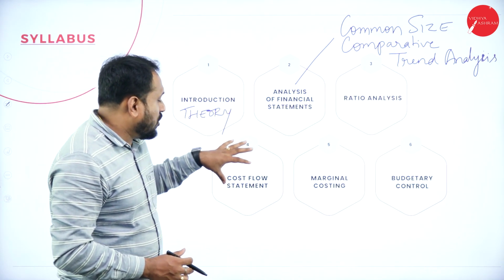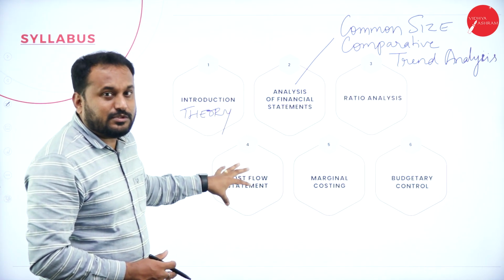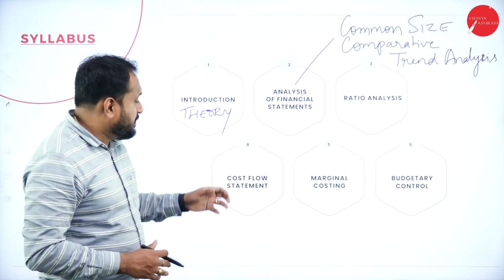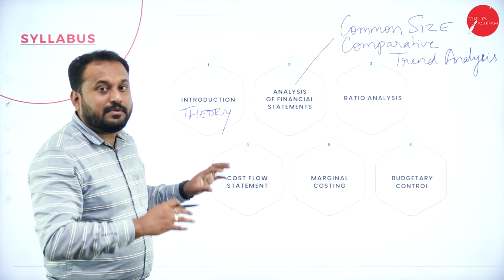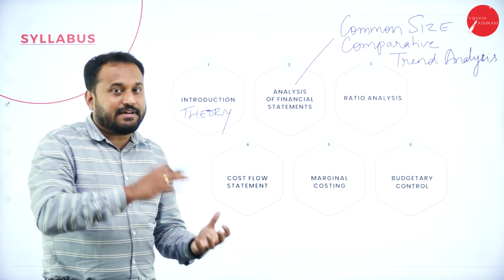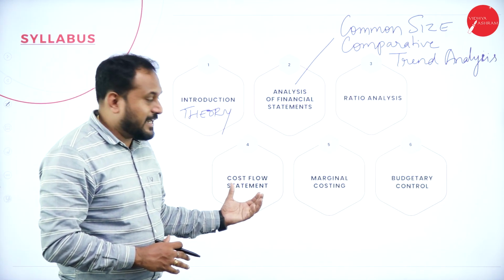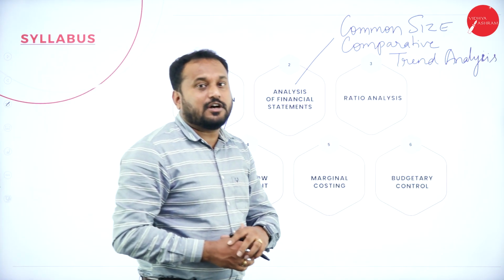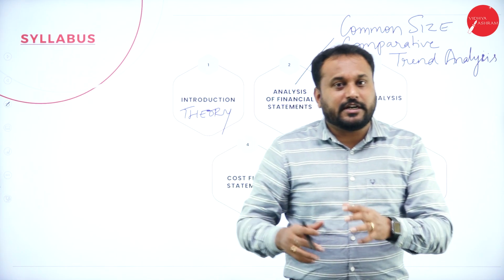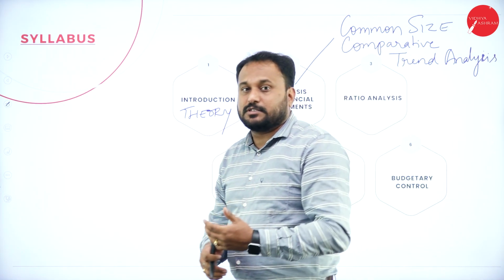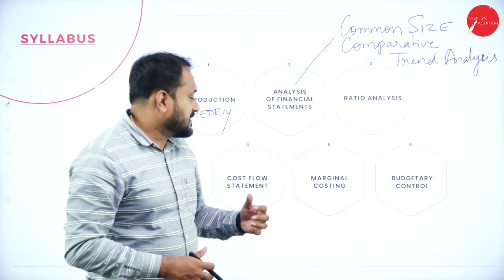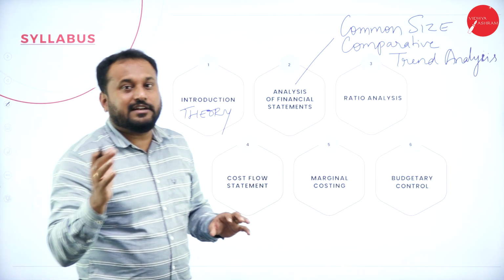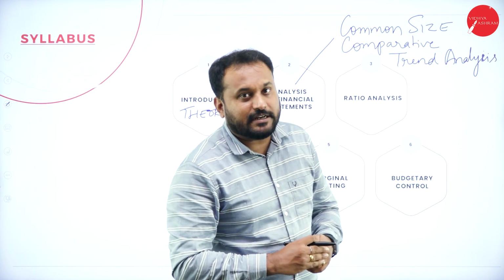Next you have the cash flow statement. This is a new chapter added in Advanced Cost and Management Accounting 2, because it was actually from financial management. They have added it here in Cost and Management Accounting, where you have only one type of problem, that is, you are supposed to prepare a cash flow statement. There are a few theory questions, such as: what is the difference between fund flow statement and cash flow statement?